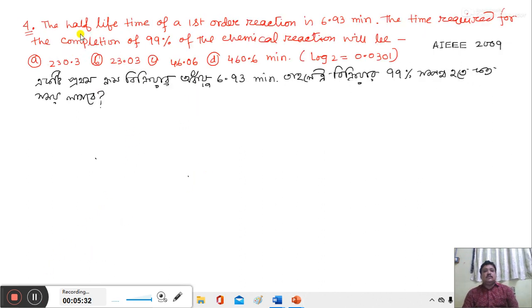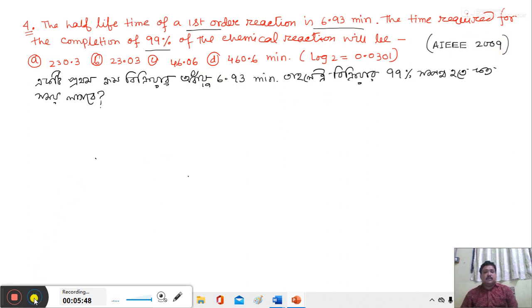My next question is, the half-life time of a first order reaction is 6.93 minutes. So the time required for completion of 99% of that chemical reaction. This question came in AIPMT 2009.